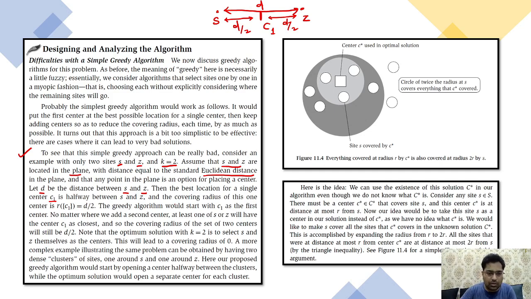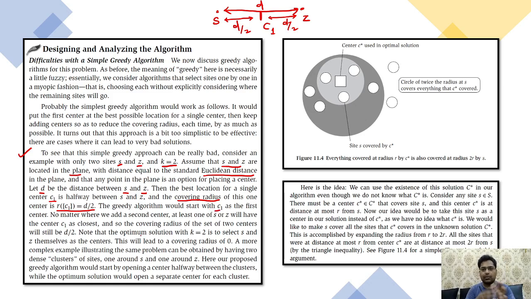Clear? So next, the covering radius. Whenever we are finding the covering radius, with the center being C1, we write R of C1. Whenever we say R of C, what does that represent? R of C1, the radius of C1, means the distance between the two different points, which is D by 2. The distance will be half of it, because we are keeping the center midway between the two different locations.